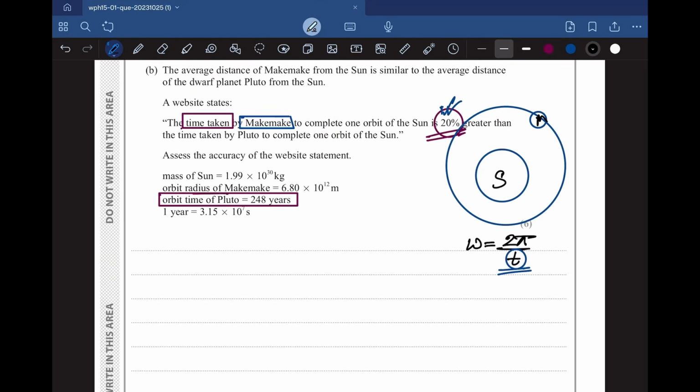So basically when Makemake is orbiting around the sun, it will be moving in a circular motion, and from physics unit 4 we know that when something is moving in a circular motion, there is definitely a centripetal force acting towards the center of the circle. So who is exactly exerting the centripetal force right here? We know the sun does have a mass, so does Makemake.